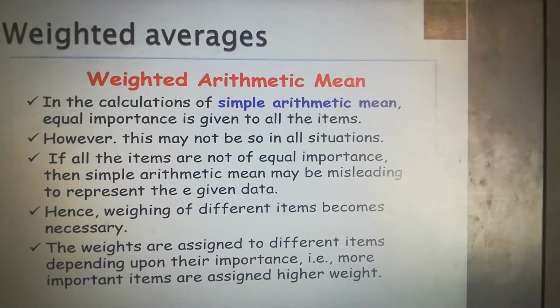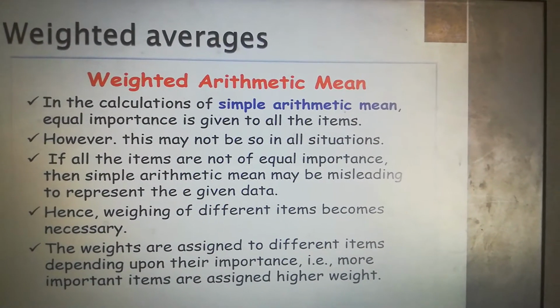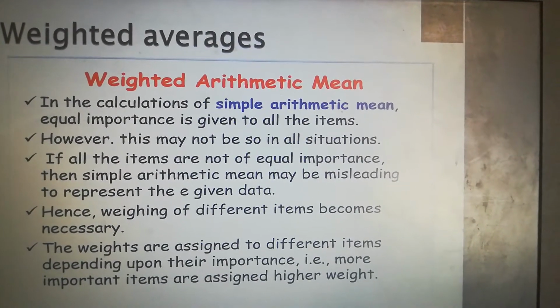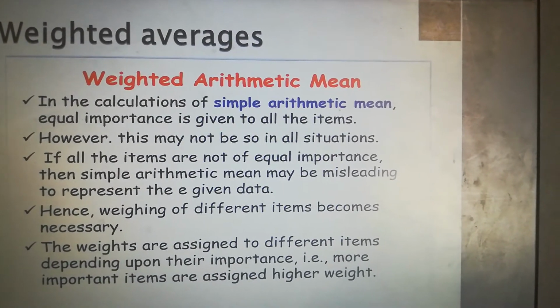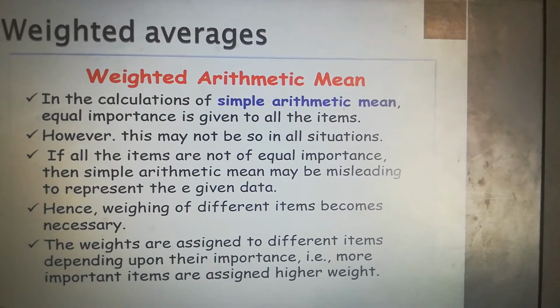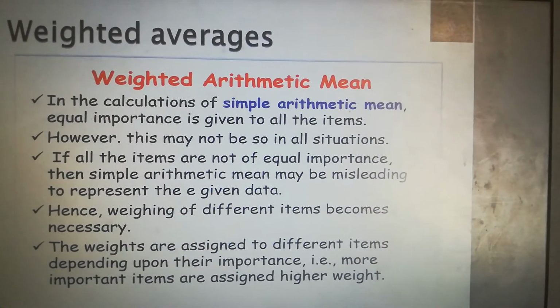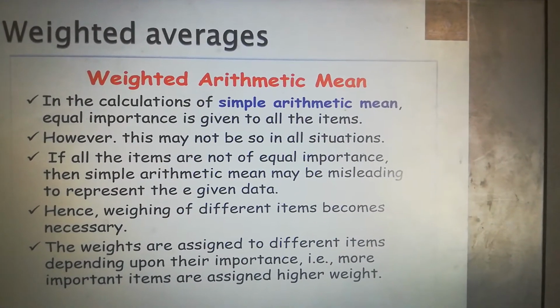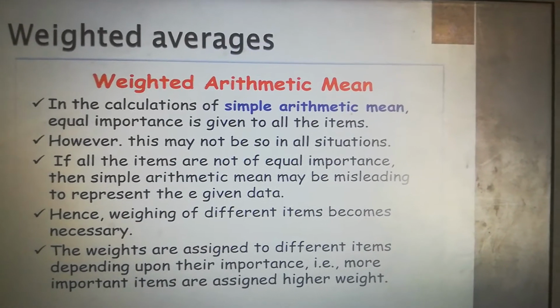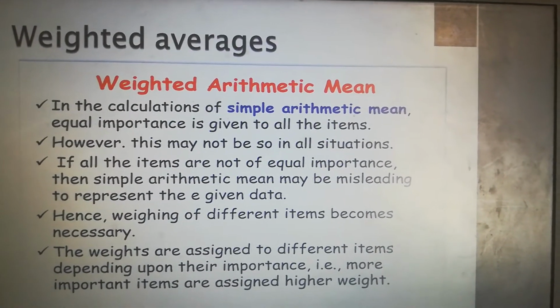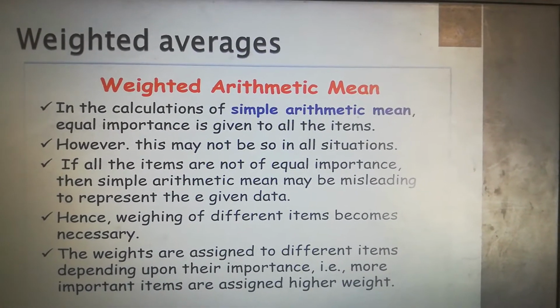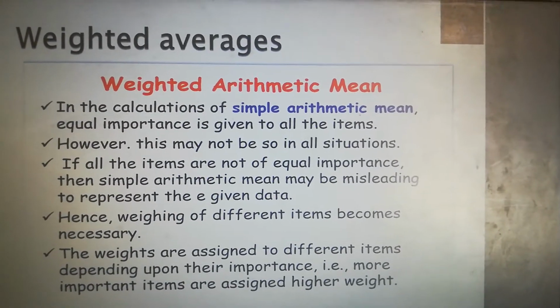And next one is weighted average. Because in the calculation of simple arithmetic mean, equal importance is given to all the items. Whereas when the values are given with different weightages and the corresponding frequency, we need to go for the weighted average arithmetic mean.